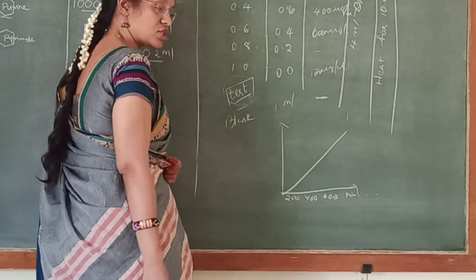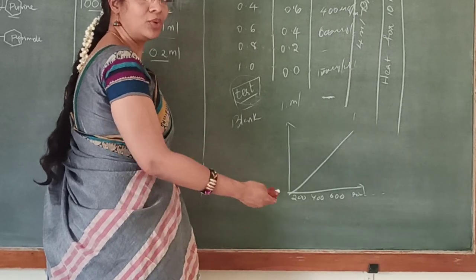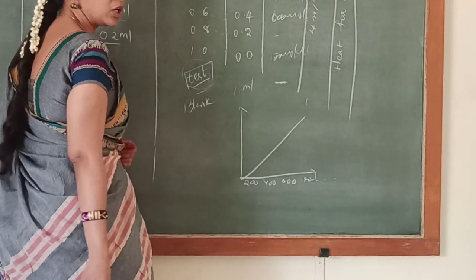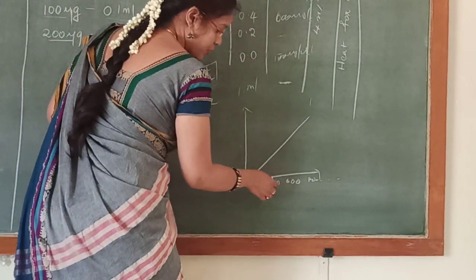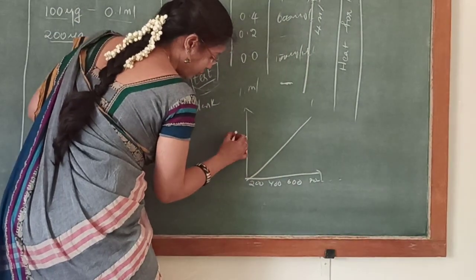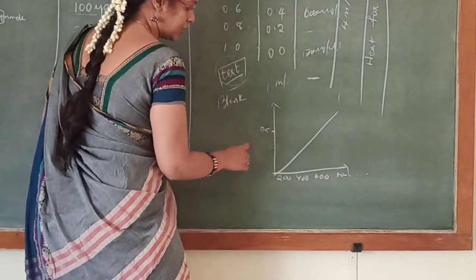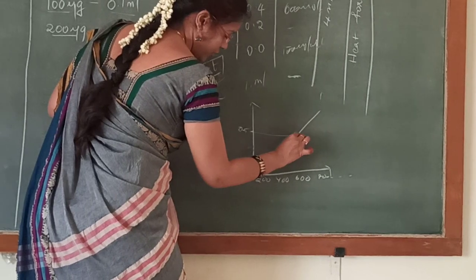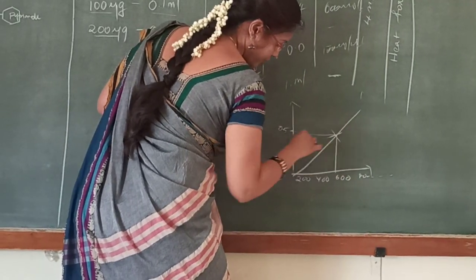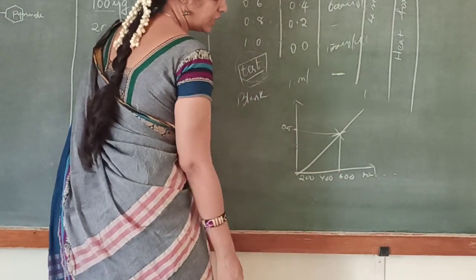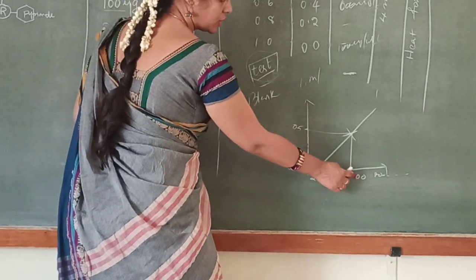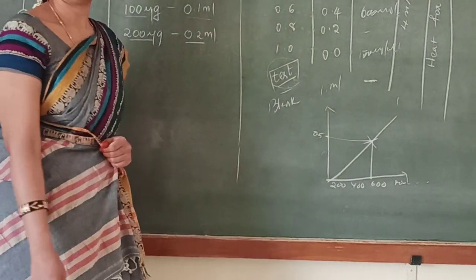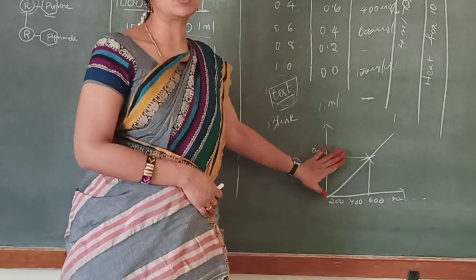What do you do with this straight line? You need to find out the amount of DNA present in the unknown sample. Say, for example, the OD value is 0.5 for your unknown sample, then you have to draw a line like this, and you will find out the concentration of DNA present in the given unknown sample. This you will understand better when you really plot the graph.